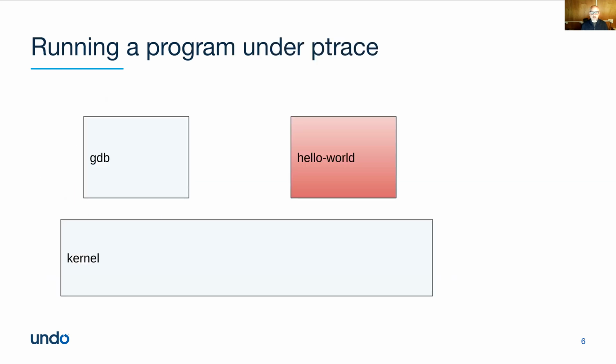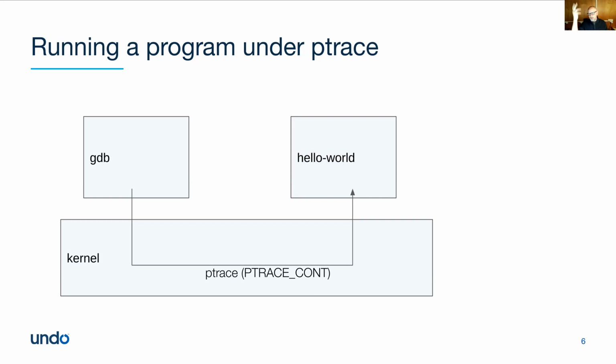So in our little GDB example we just looked at, we've got a hello world program being debugged by GDB. In this little diagram, red boxes mean that it's stopped. It's in a tracing stop. So I'm at the GDB prompt. And then when I type continue at the GDB prompt, it's going to issue a ptrace cont call, and that will wake up the hello world process, and off it will go. It will run.